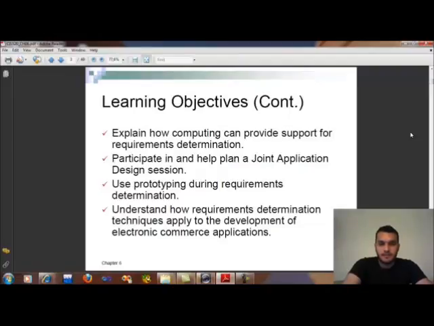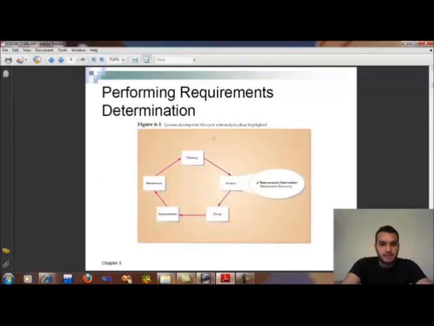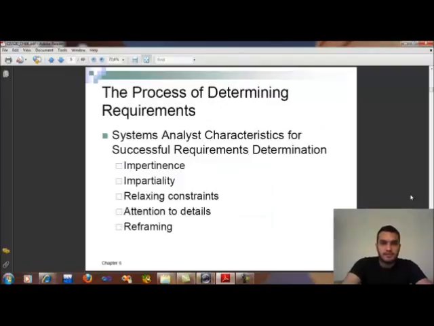and participate in and help plan a joint application design session, and use prototyping during requirements determination, and understand how requirements determination techniques apply to the development of electronic commerce applications. On the next page we can see the systems development life cycle with the analysis piece highlighted. And the next one is the process of determining requirements and the characteristics of a systems analyst for successful requirements determination.